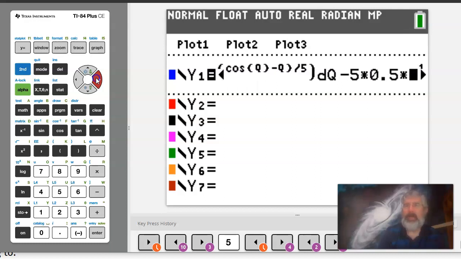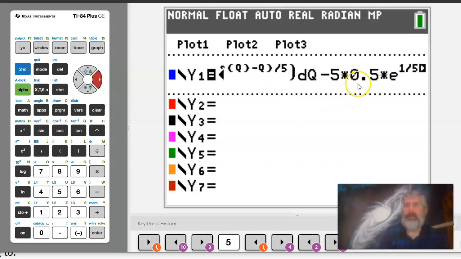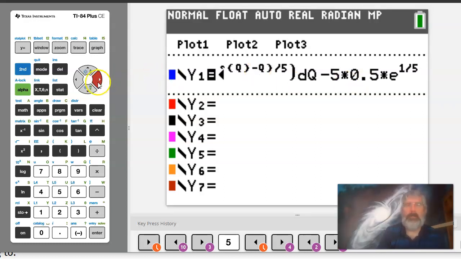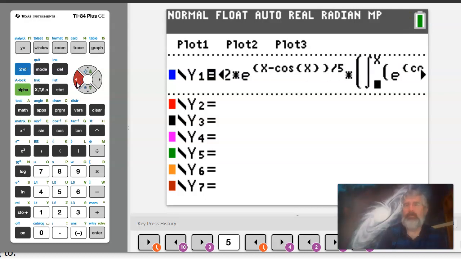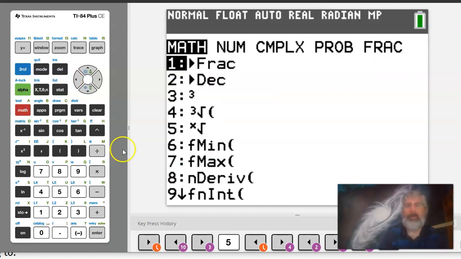minus 5 times, now the 0.05 is the y0, and they're asking us to do this for different values of y0 between 0.5 and 1. And anyway, so there's the function. So the trick here is using the math integral function, which is fnInt in the math menu of the TI here. Okay. So in this math menu right here, under math, fnInt.